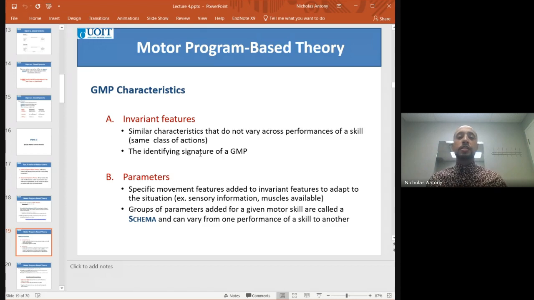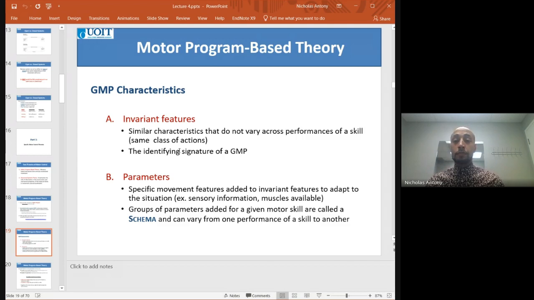And so what he suggested is that each program that we have for each class of motor skill has similar characteristics, or invariant features, that do not vary across performances of a skill. He would say, for example, gripping a cup would be one program, gripping a toothbrush another program, gripping a pair of scissors another program. And so the identifying signature of one class of movements, or one motor program, is these invariant features that would be consistent between actions of that similar type.